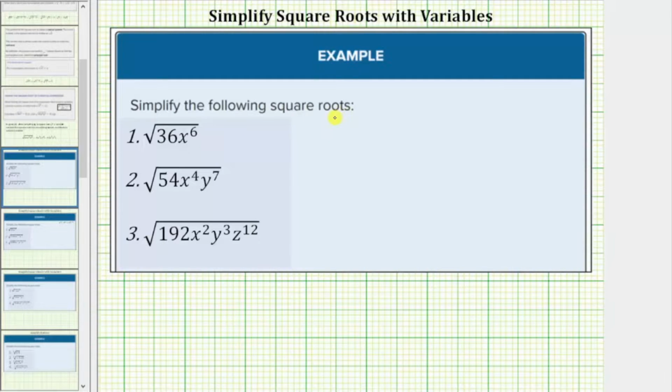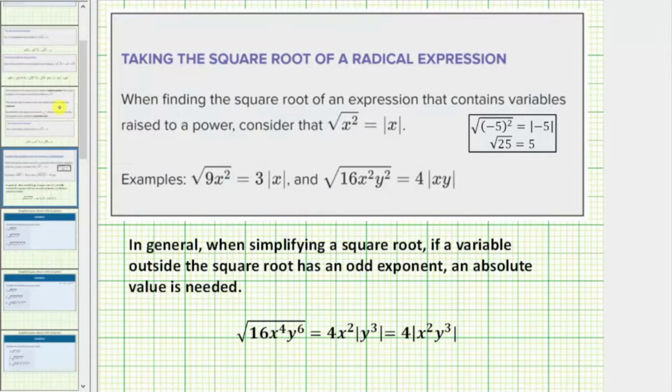Simplify the following square roots. Notice how these square roots contain variables. We simplify square roots with variables just like we simplify other square roots, except when finding the square root of an expression that contains variables raised to a power, we need to consider that the square root of x squared equals the absolute value of x, not just x. And this is because this is the principal square root, and this result must be positive.